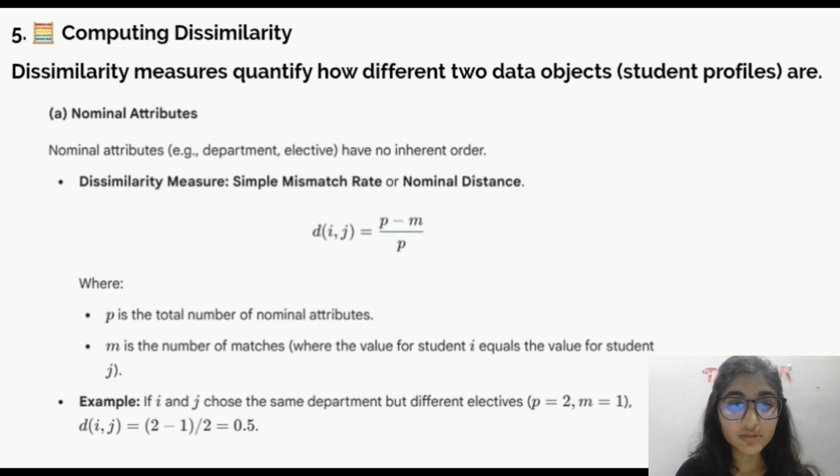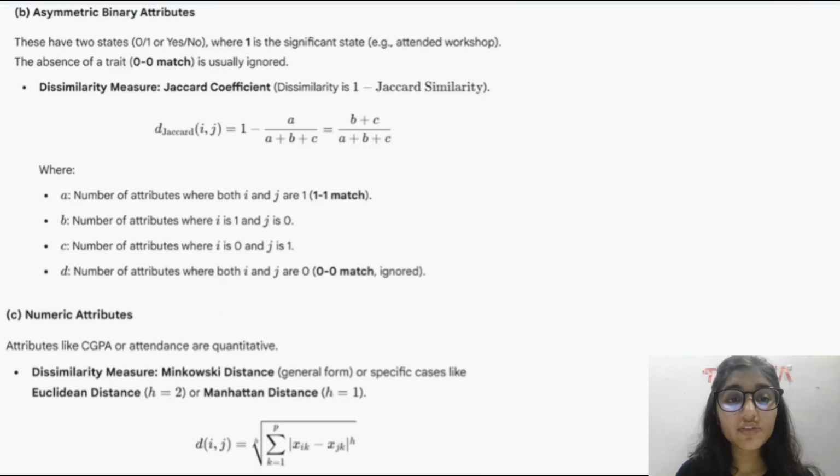Then let's see its B part, that is asymmetric binary attributes. These have two states, that is 0 or 1, or yes or no, where 1 is the significant state and the absence of the trait, 0 0 match, is usually ignored. So the dissimilarity measure is the Jaccard coefficient.